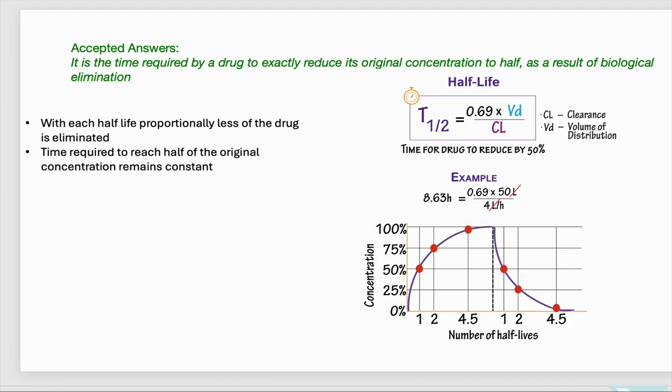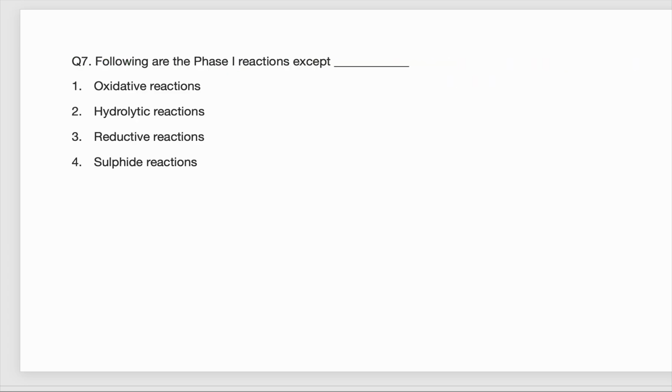Perfect. And move on to the next question. Which of the following are phase one reactions except? So for phase one reaction, they're talking about metabolism. The options are one, oxidative reactions, two, hydrolytic reaction, three, reductive reaction, and four, sulfide reaction. So we discussed different phases of metabolism in our last class. Metabolism has two phases, phase one and phase two.